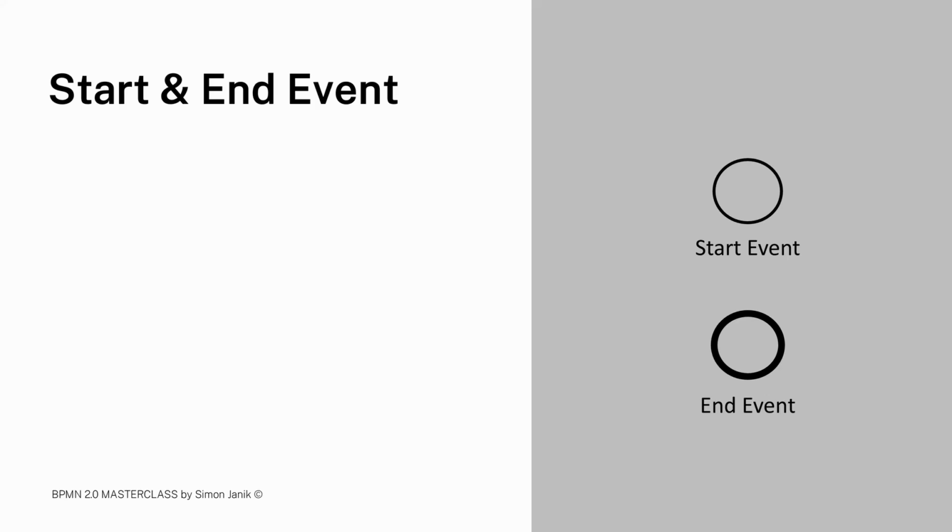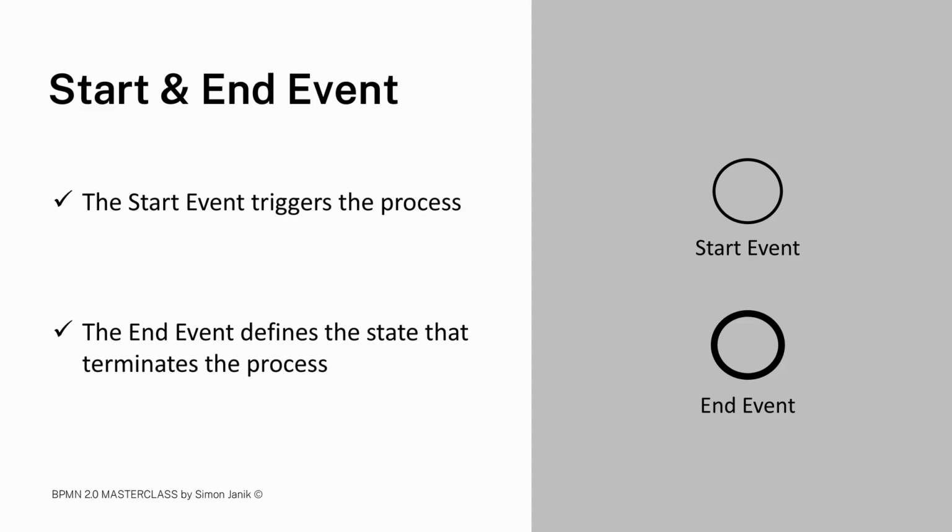Let's start with the basics, the start and the end event in BPMN. These are the round symbols that you see on the right that you'll always need at the beginning and the end of a process. Both are describing a state. The start event represents the state that triggers the process, something that sets it in motion. The end event, on the other hand, shows the determining state of the process. It marks the outcome or result. The end event is always the final goal of the process.